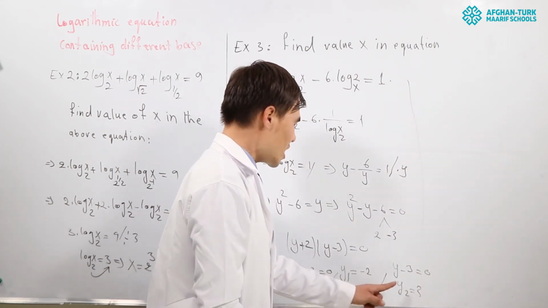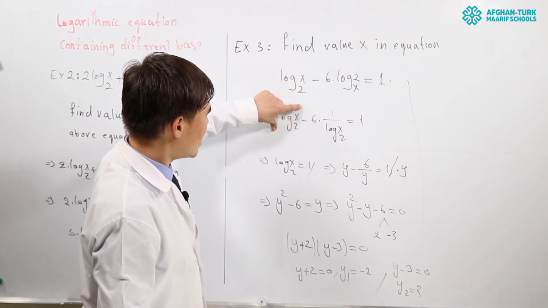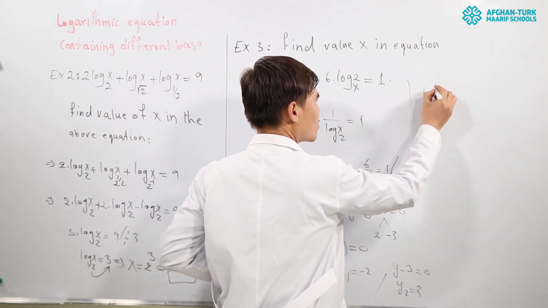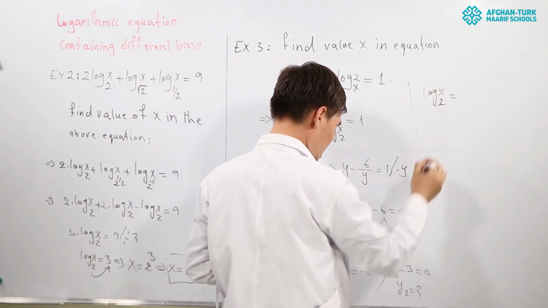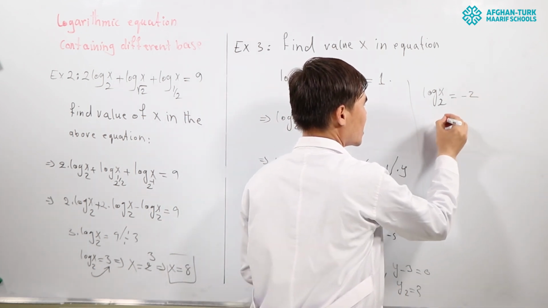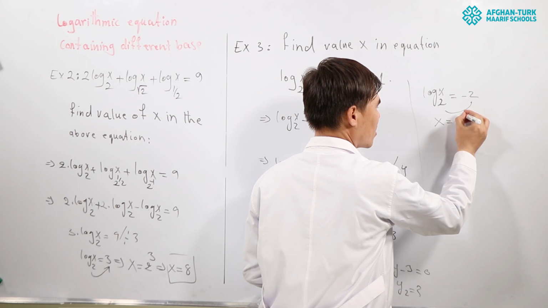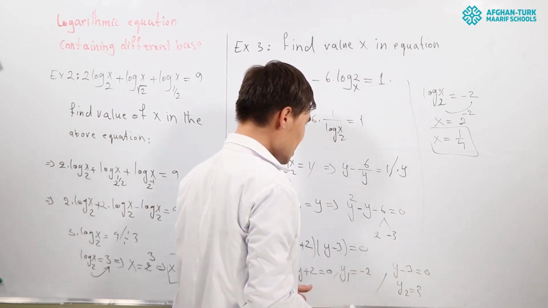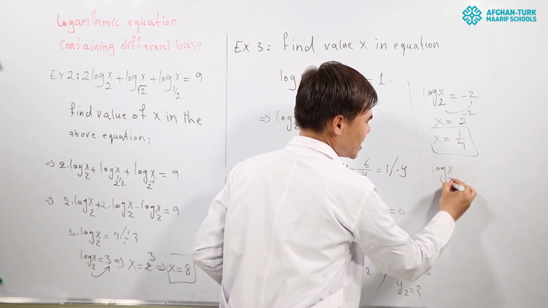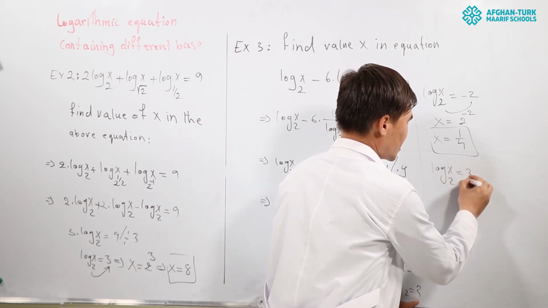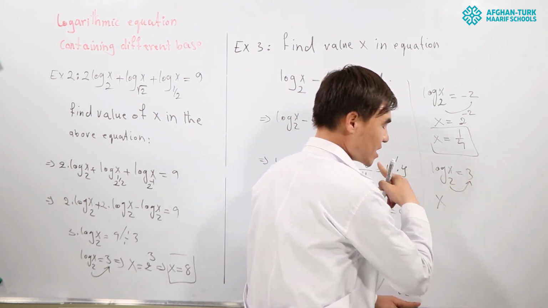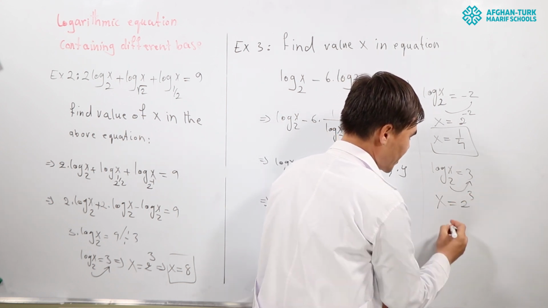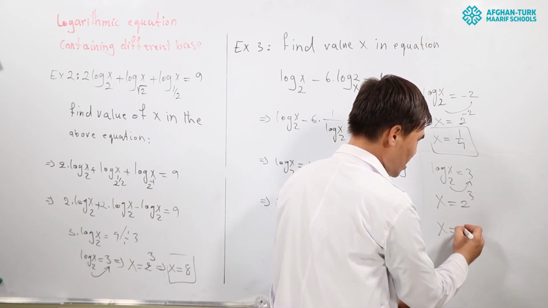Okay, dear students, here we substituted log of x to base 2 with y. Then we will have log of x to base 2 will be, for the first, negative 2. Here x will be 2 to the power of negative 2, so x is equal to 1 over 4. And the second one, log of x to base 2 will be positive 3. Here x will be, by changing the logarithmic expression into an exponential expression, 2 to the power of 3. X will be 2 to the power of 3, which will be number 8.